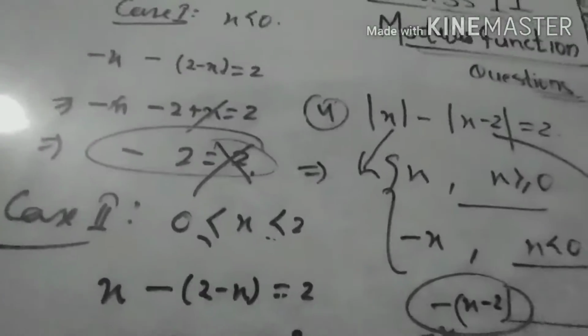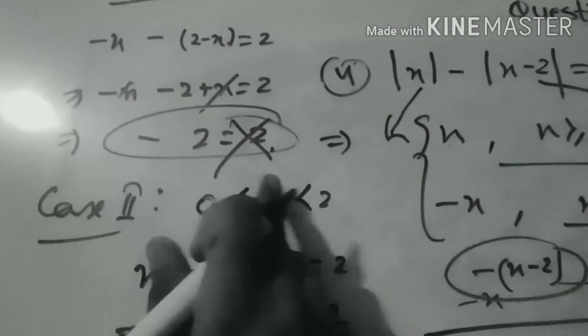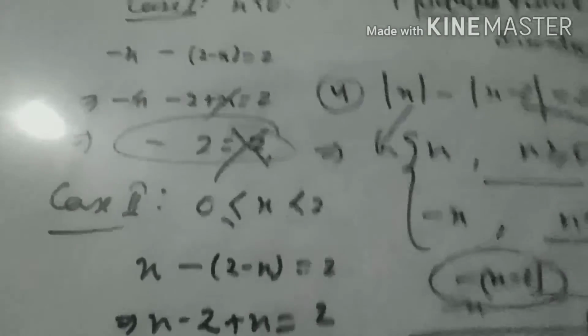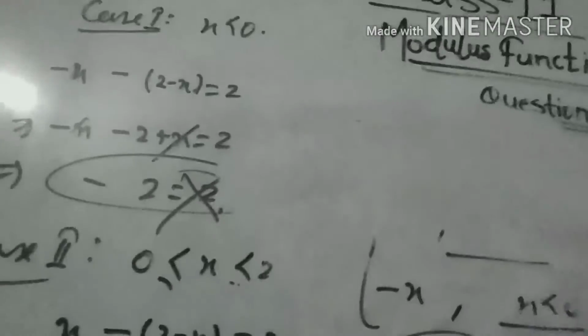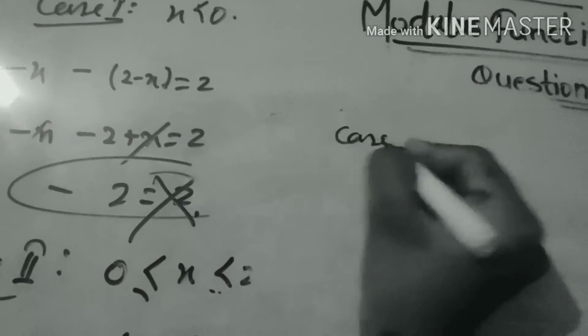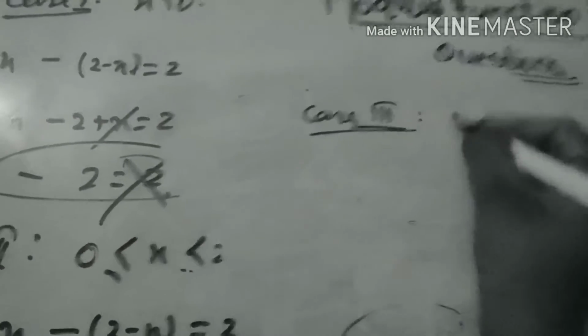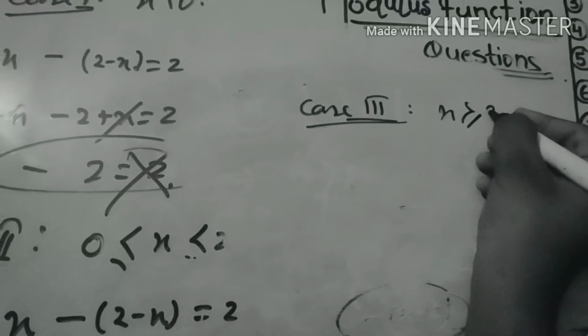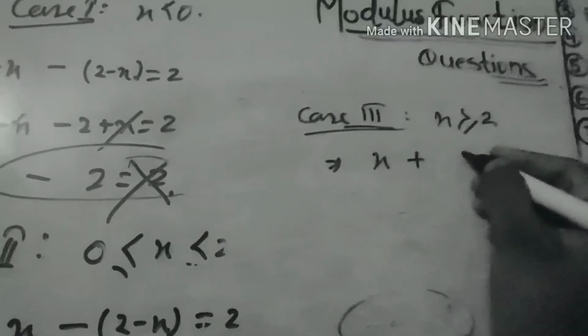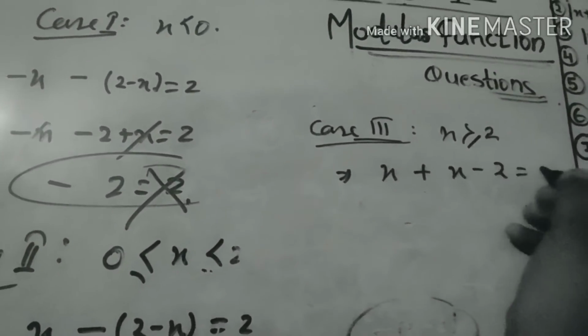Then we'll be checking the case 3, because when it is not satisfied in this situation, it will be obviously satisfied in the next situation. So we'll be seeing case 3. Case 3 will be x is greater than equal to 2. So when it is, modulus x will be always x, and that will be also x minus 2, that will be x minus 2 equals to 2.